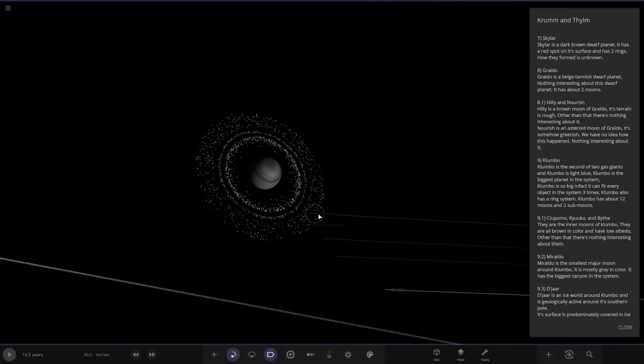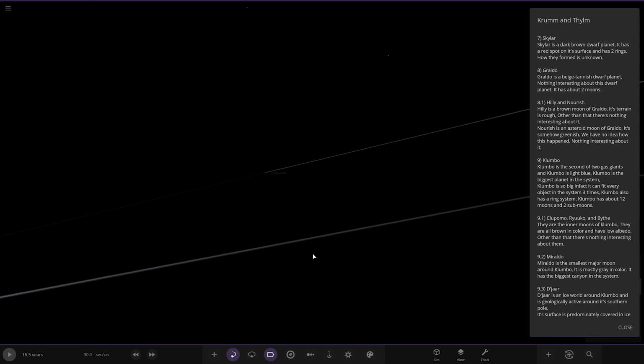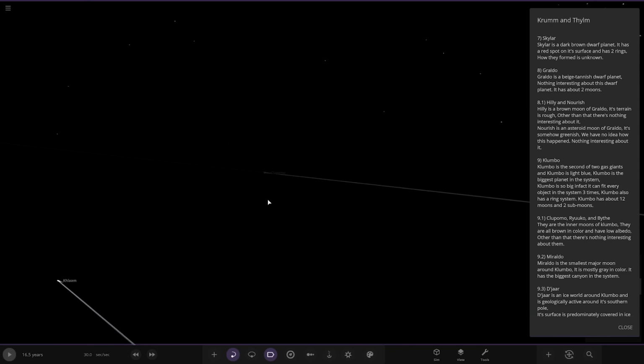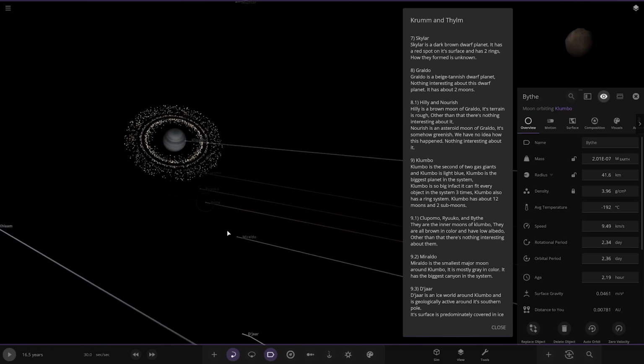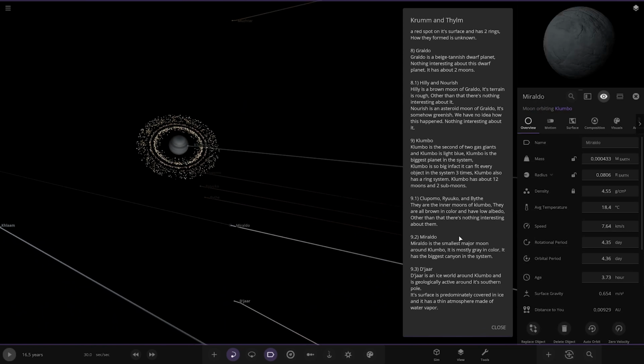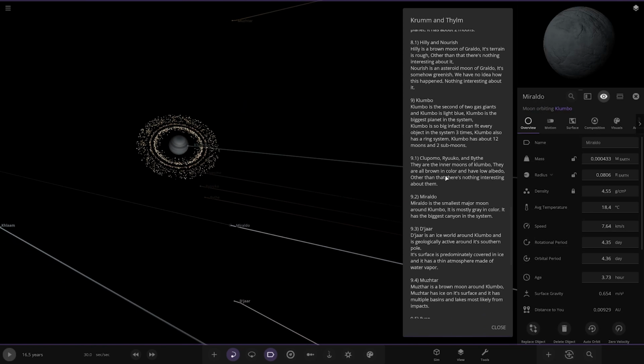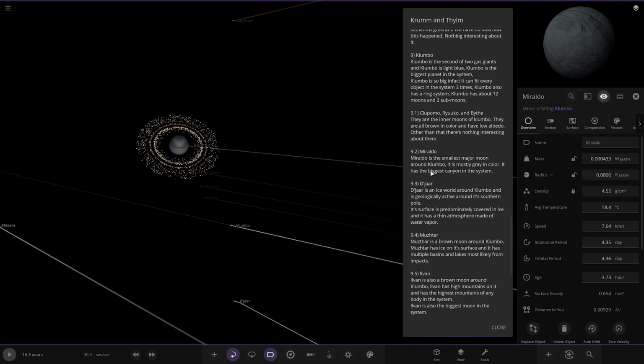There's all its moons. So, brown, low albedo moons, that's about all of them. We're not going to zoom in on all of them. Get them up on the menu instead. They're all very similar. So, the first three, low albedo, other than that, nothing interesting. Mirando is a small major moon. It's mostly grey in colour. It has the biggest canyon.